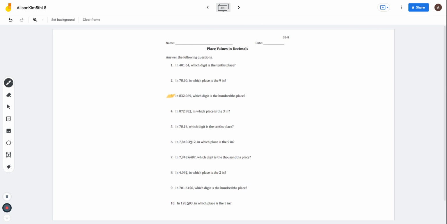It says for number 3, 832.069. Which digit is in the hundredths place? The main decimal places that you're going to use are the tenths, the hundredths, and the thousandths. There's always going to be a decimal point, and then there are numbers behind it, most of the time. This first one is going to be the tenths. The second one is going to be the hundredths.